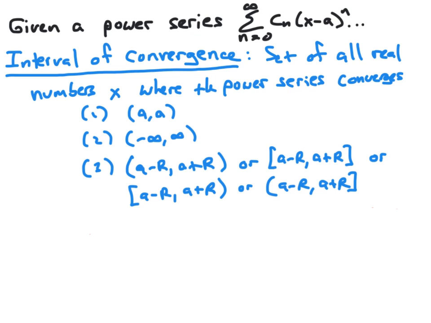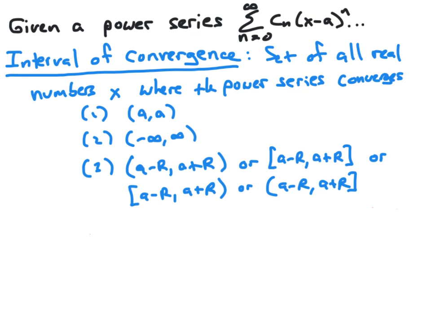Because typically we want the endpoints to be different. But if we want to represent a single point as an interval, this is one approach and one way we can do that. In case 2, we have power series that converge for all real numbers, which we can represent as an interval in the form negative infinity to infinity.